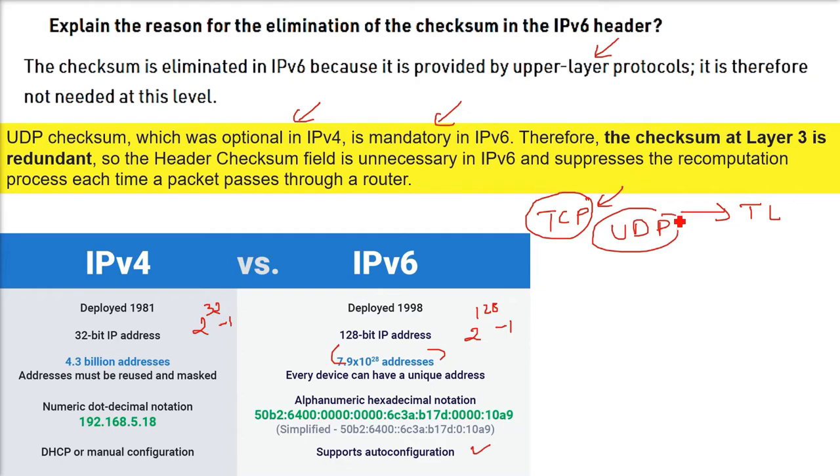So the header checksum field is unnecessary in IPv6 and it suppresses the recomputation process each time a packet passes through a router. So hop to hop, why check every time? Because the checksum is already there in TCP in IPv4, and now it is in UDP also in IPv6.